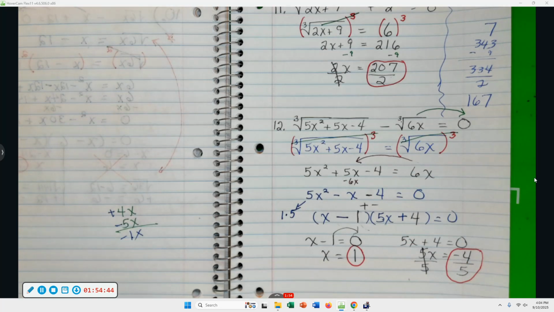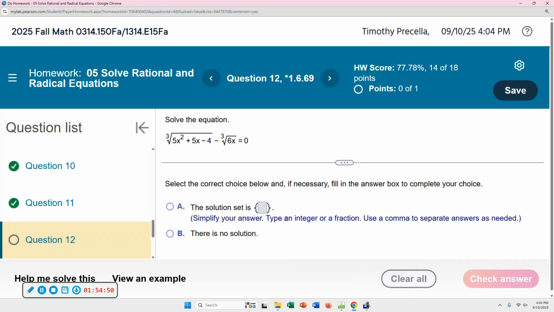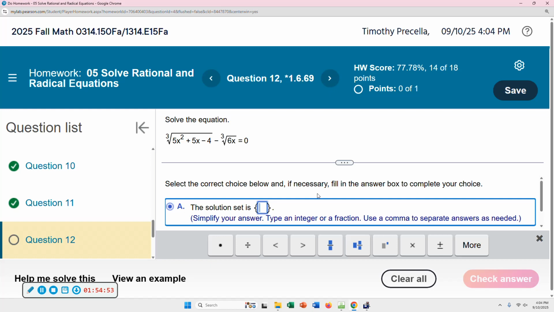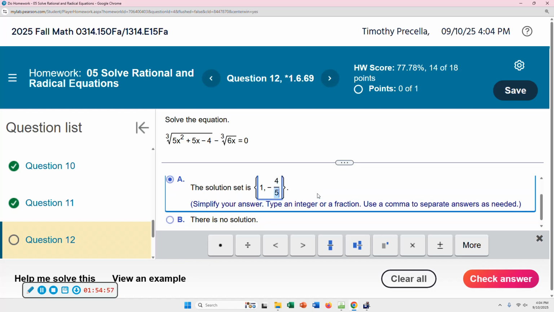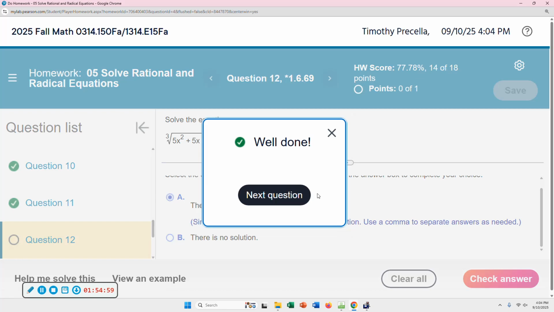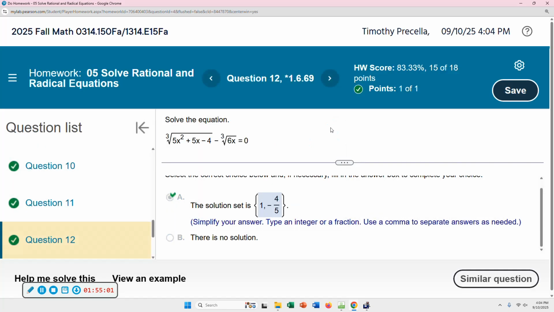So the solutions are 1 and -4/5. Cube root equations are definitely easier to work with than those square root equations, plus you don't have to worry about checking. And let's look at number 14.